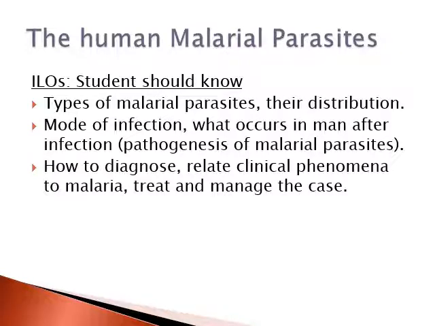And these parasites also are characterized by having their whole life cycle in blood. The first of them is human malarial parasites. We should know about them, their types, their distribution around the world, also the mode of infection, what occurs when man is infected, and we call this the pathogenesis of malarial parasites.